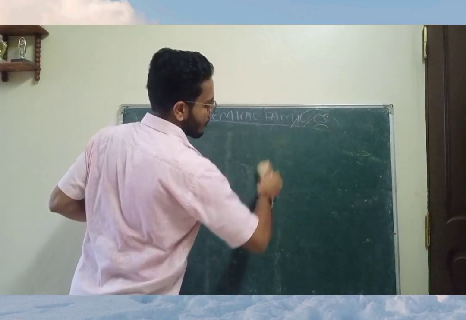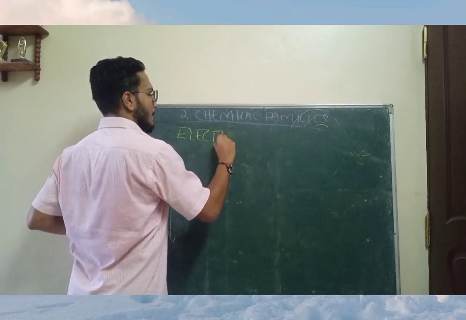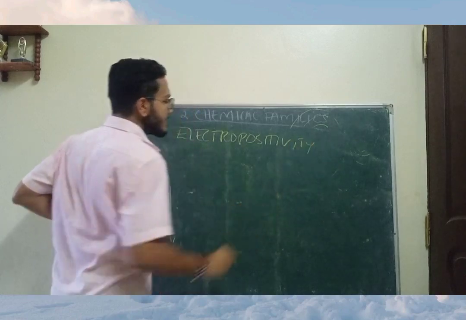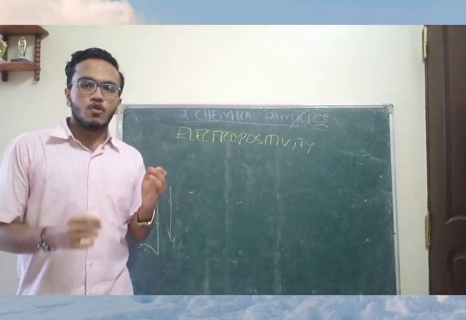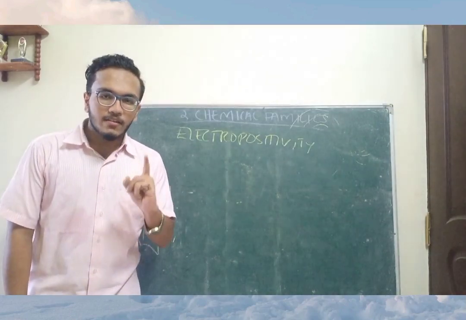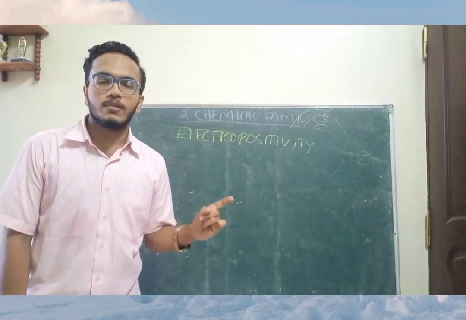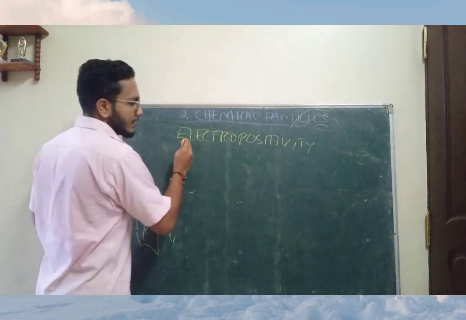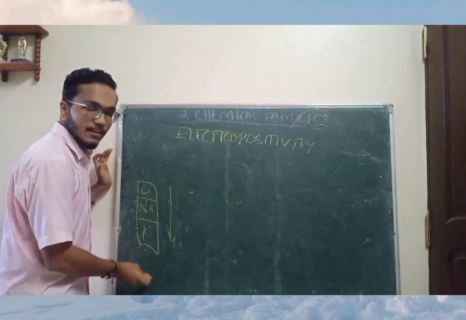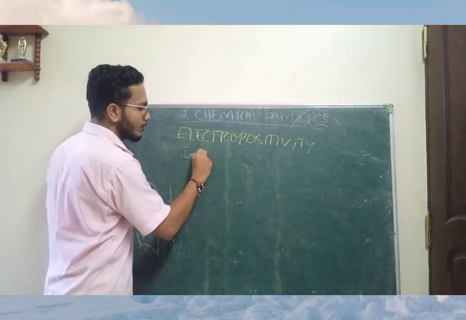Electropositivity, I need you to concentrate. Electropositivity is the ability of an atom to lose an electron and become positively charged. We said when an atom loses an electron, it becomes positively charged. Why? Because the protons become more than the electrons. So in alkali metals, electropositivity increases down the group for the same reason.